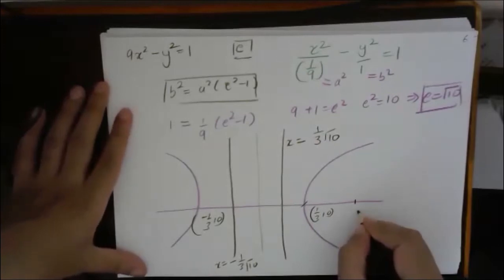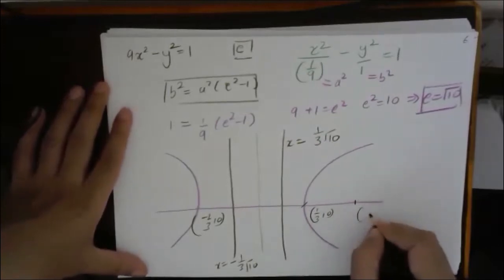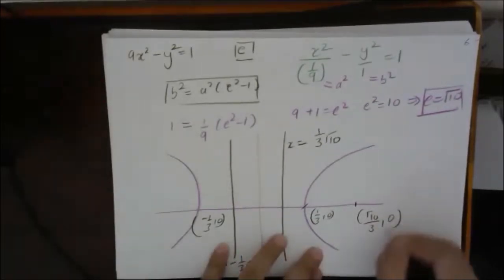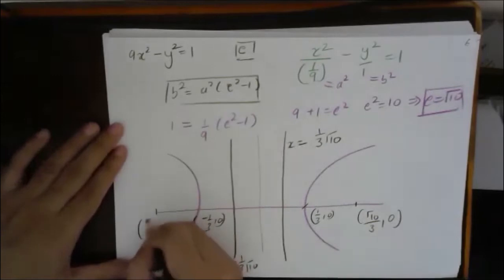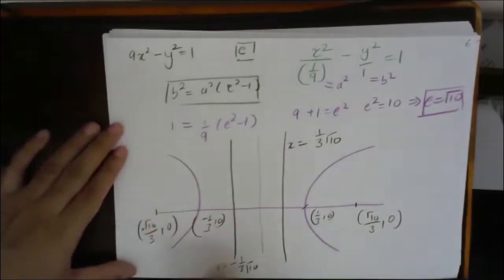AE comma 0 will be the focus. So the focus, this point will be root 10 into 3 divided by 3 comma 0, and this point will be minus root 10 by 3 comma 0. So this is plus root 10 by 3 and minus root 10 by 3.